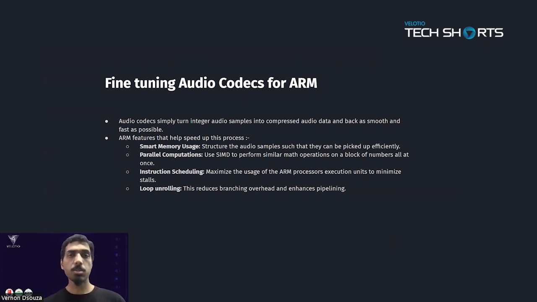Let's look at some optimizations for audio codecs. Audio codecs convert integer audio samples into compressed audio data and back as smooth and fast as possible. We can structure audio samples such that they can be transferred to and from memory in an efficient manner. Parallel computations via SIMD speed up math operations. Instruction scheduling maximizes the utilization of the different ARM execution units. Loop unrolling is extremely useful to speed up repetitive operations on large blocks of audio data.